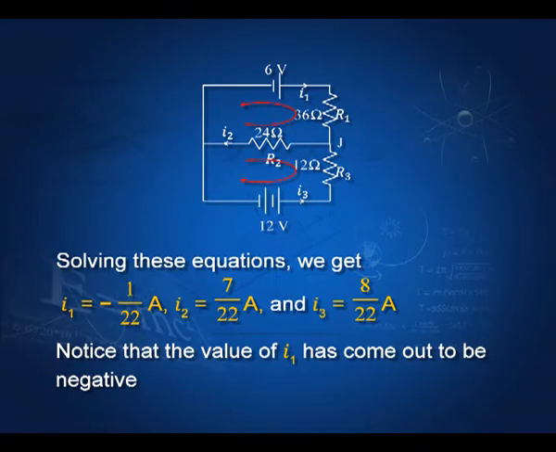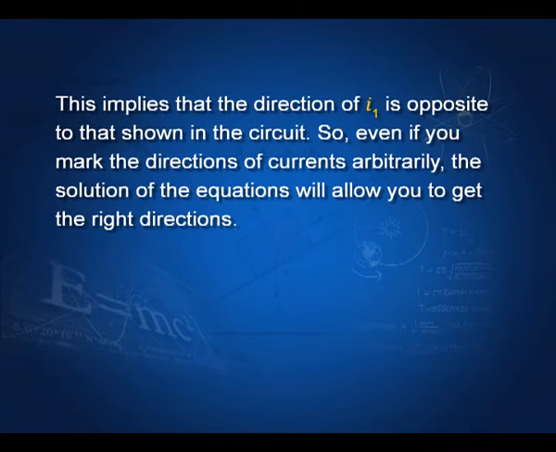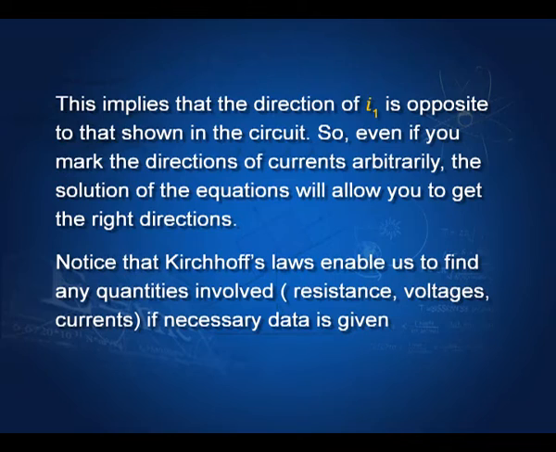So, by using these Kirchhoff's laws, I can also find the direction of the currents if I do not know initially. This implies that the direction of I1 is opposite to that shown in the circuit. So, even if we mark the direction of currents arbitrarily as we did, the solution of the equation will allow you to get the right directions. So, the Kirchhoff's laws, if you have given data, you can find whatever you want to find, resistances, voltage, currents and so on.